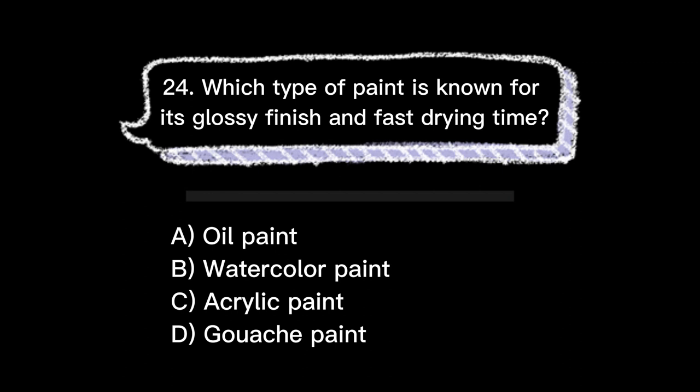Twenty-four. Which type of paint is known for its glossy finish and fast drying time? A. Oil paint. B. Watercolor paint. C. Acrylic paint. D. Gouache paint. In 10 seconds, which do you think is the correct answer?